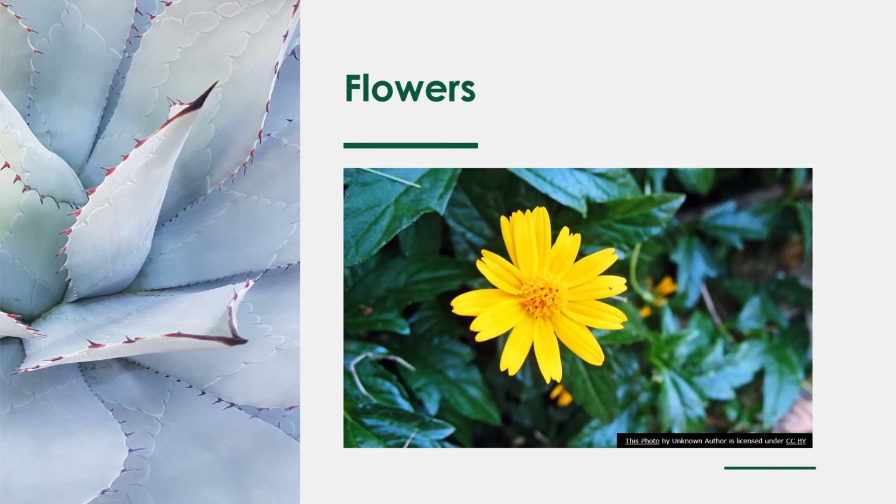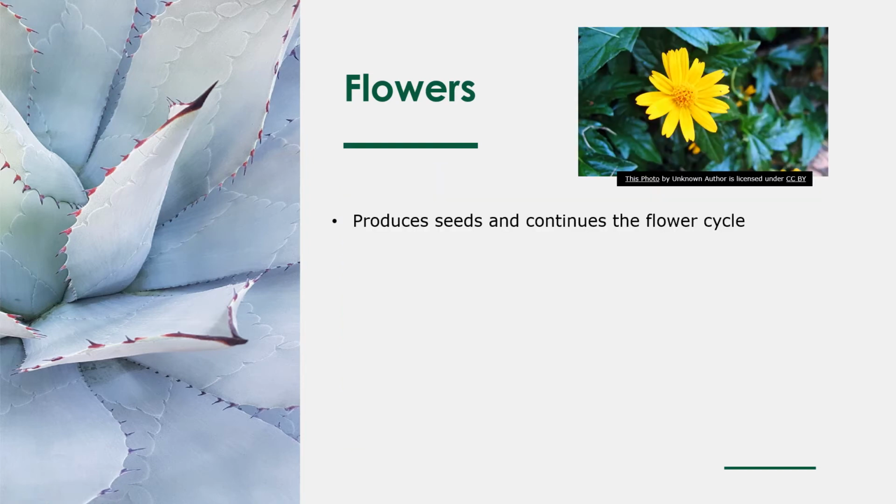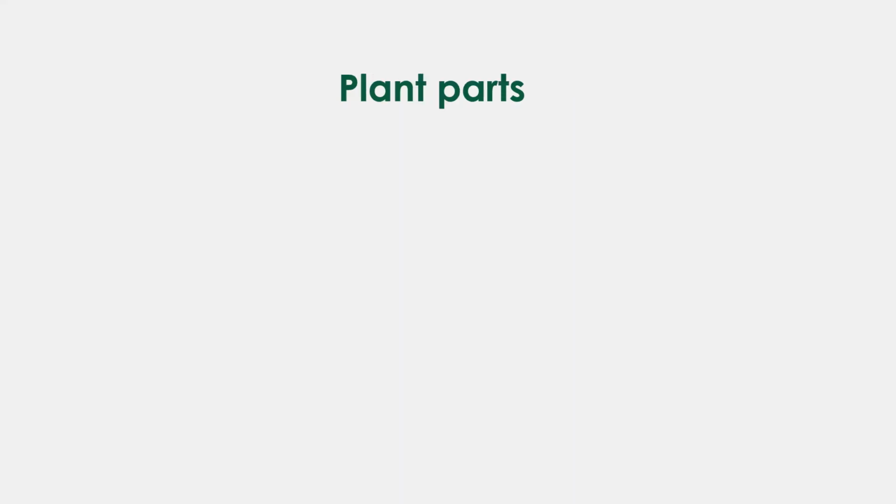Last but not least, the flower part. The flower part produces seeds and continues the flower cycle. So this means that the flowers are the parts of plants that make seeds and they help other plants grow and create the flower cycle again. So let's go over the plant parts.